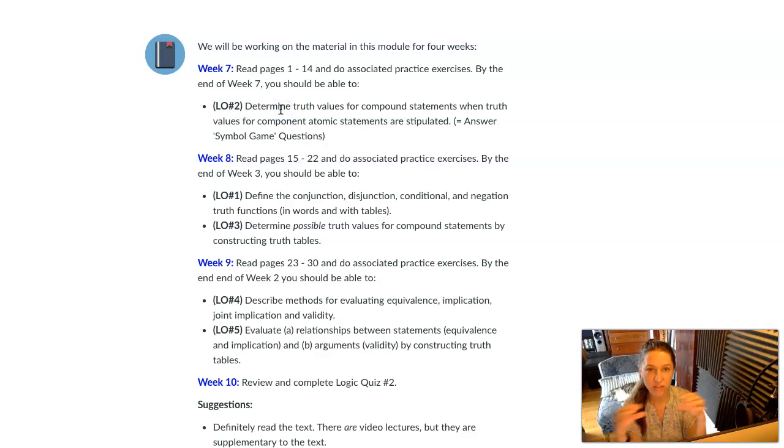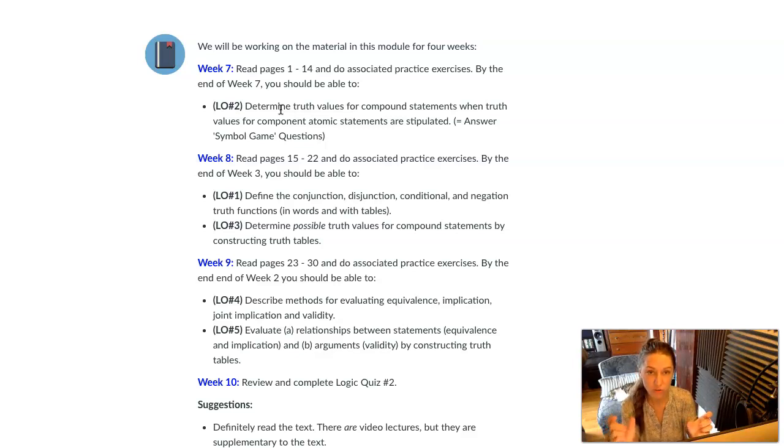Before, we were just given T and F, right? We're just given truth values. Now we're going to look at statements, maybe like A and B. I don't know what A and B stand for. I've just been given A and B. And I want to know, is this true or false? Well, I don't know if it's true or false unless I know whether A and B are true or false. And I don't know if they're true or false.